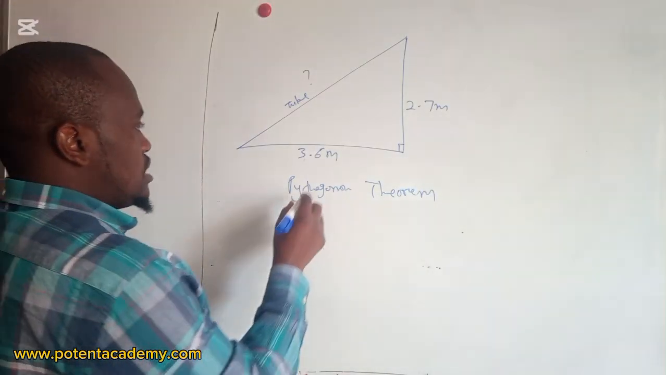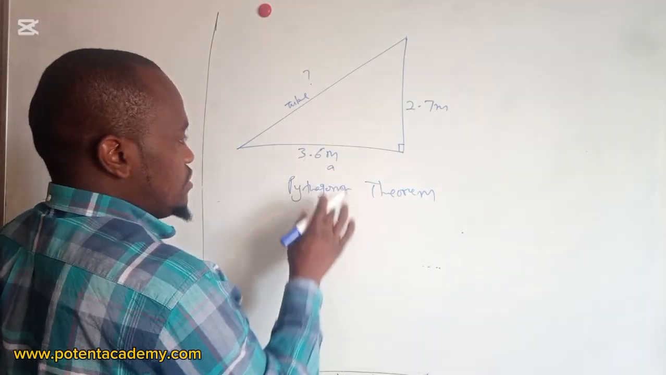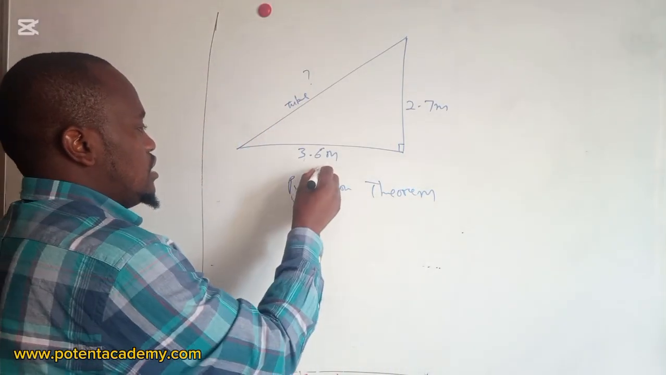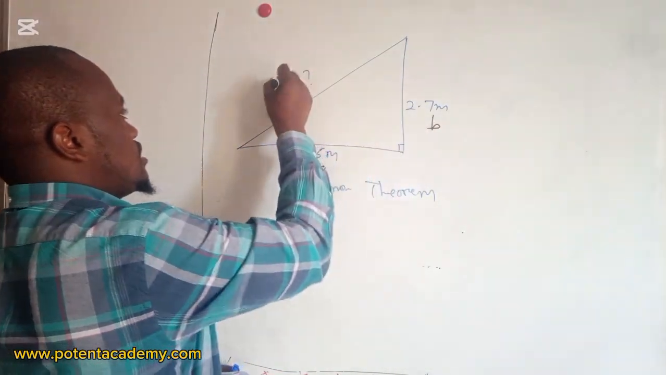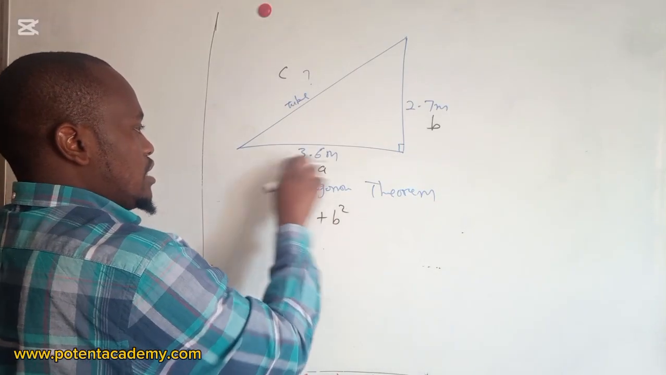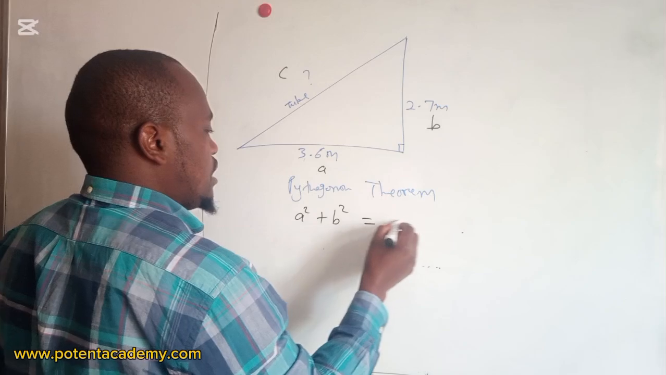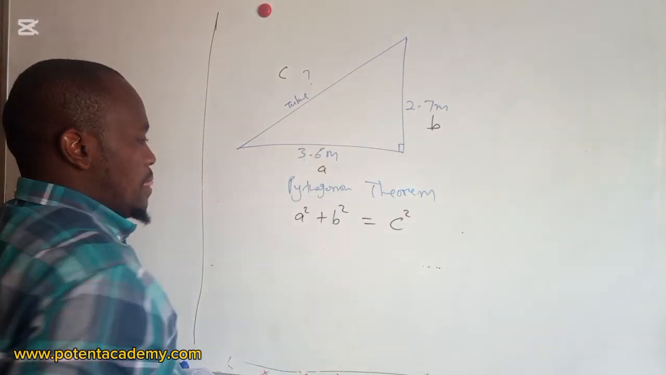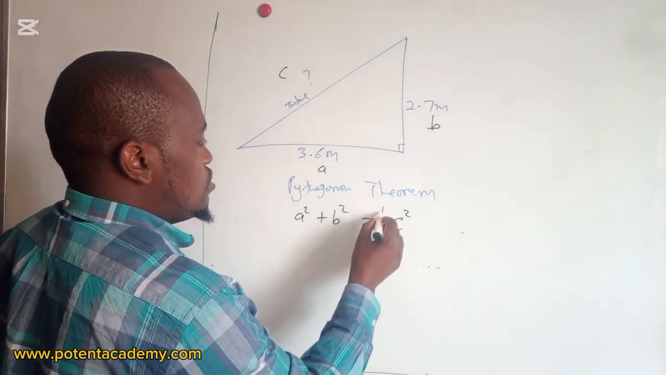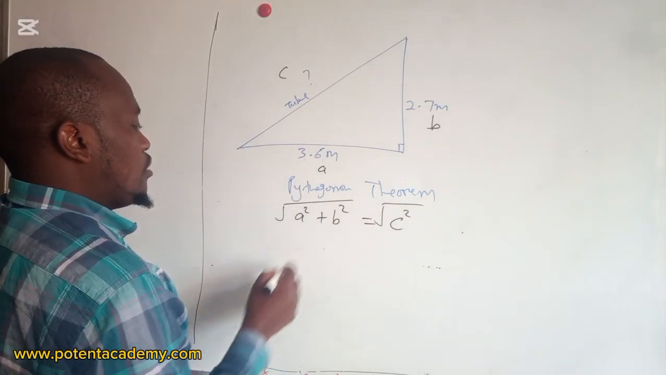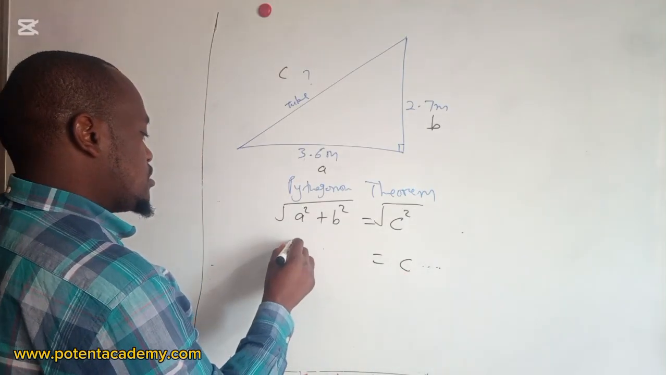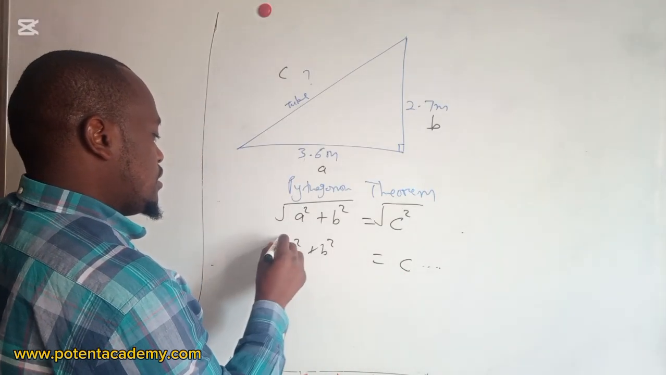theorem, which states that if this is A and this is B and this is C, we state that A squared plus B squared, this squared plus this squared, will give us C squared, this one. But we want to find C, so we can do a square root for both sides, so that on this side we have C equals the square root of A squared plus B squared.